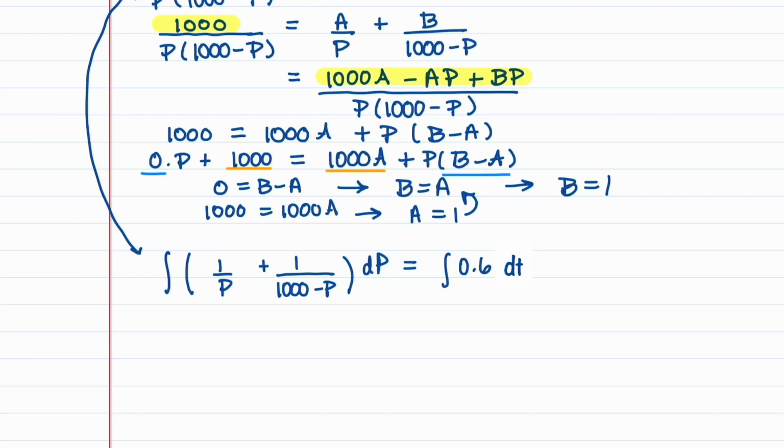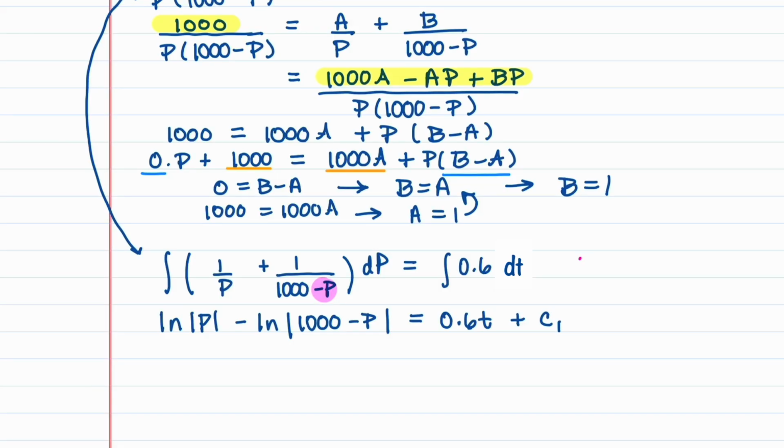Now we can go ahead and integrate. On the left, we have natural log absolute value P. Notice that we have a minus P there. Because of that, we need to multiply our answer by a negative. So this is minus natural log absolute value of (1,000 minus P). And then on our right-hand side, we have 0.6t, and we're going to add on our arbitrary constant that I'm going to call C1.